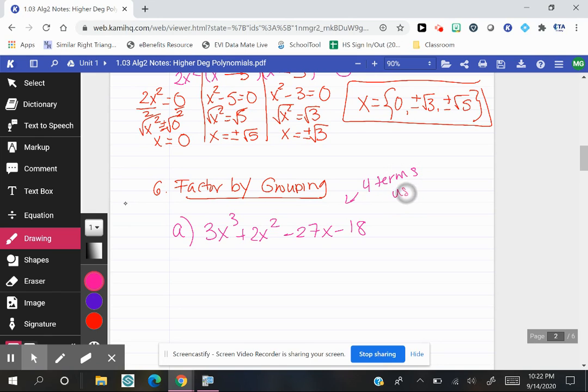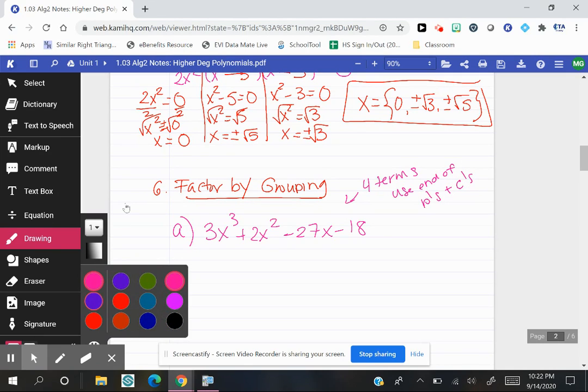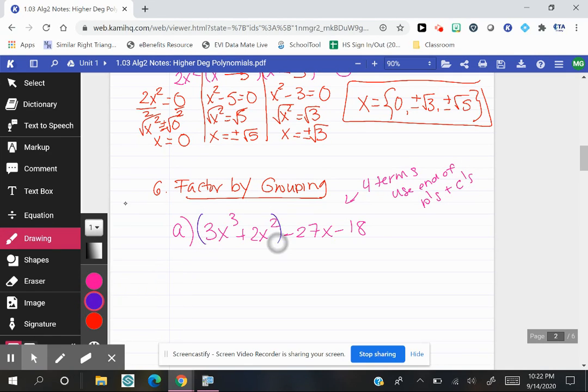So we're going to kind of use the end of P's and C's here, where we've expanded it into 4 terms. So we're going to group our first 2 terms, group our last 2, and take out a GCF of our first 2. So I'm looking at the numbers 3 and 2. I can't take a GCF out of 3 and 2, only a 1. And then I look at my variables, x to the 3rd and x to the 2nd. Well, they both have at least an x to the 2nd, so I can take that. So I'm going to divide each by x to the 2nd, leaving me with 3x plus 2.